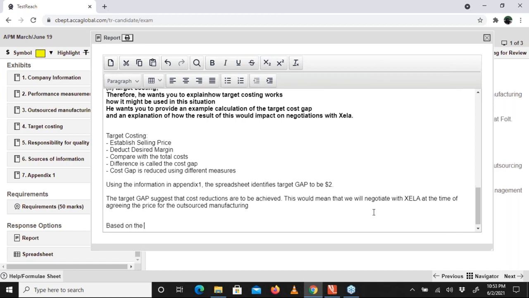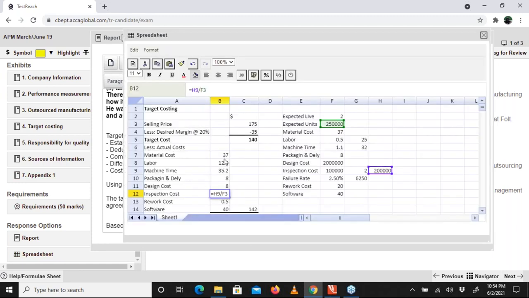based on the model of fault. The cost to be incurred by Zela would be what? The material cost would be incurred by them, labor would be incurred by them, machine time would be incurred by them, the packaging and delivery would be incurred by them, the designing cost would be us, inspection cost would be us, the rework cost would be them.